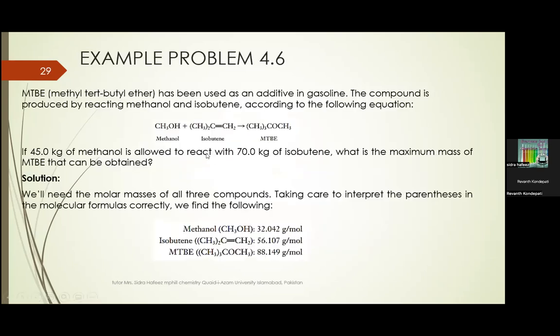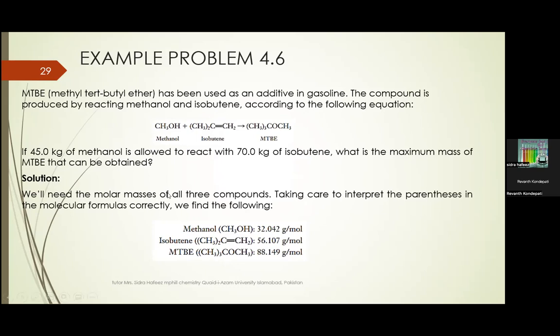Now, another example problem. MTBE, methyl tertiary butyl ether, has been used as an additive in gasoline, and this compound is produced by reacting methanol and isobutene according to the following equation. This is the methanol, this is the isobutene, and this is producing MTBE. If 45 kg of methanol is allowed to react with 70 kg of isobutene, what is the maximum mass of MTBE that can be obtained? First you have to find out which one is the limiting reactant, either methanol or isobutene. Once you find it, you will calculate the amount of MTBE that can be produced from that limiting reactant.